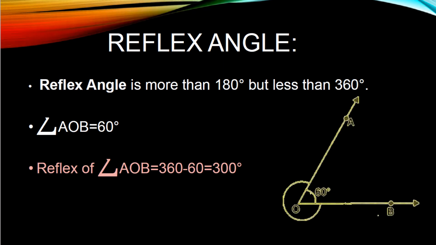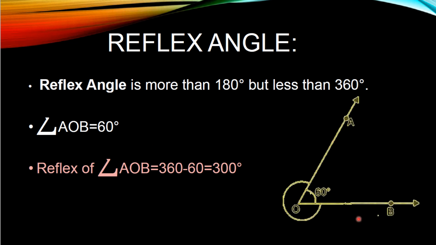Right. Now come to the next point, that is reflex angle. What is meant by a reflex angle? Reflex angle is more than 180 degrees but less than 360 degrees. An angle whose measure is more than 180 degrees but less than 360 degrees, then the angle is said to be a reflex angle.